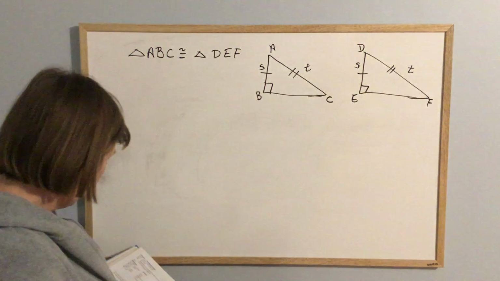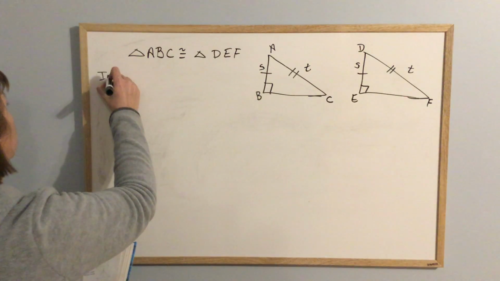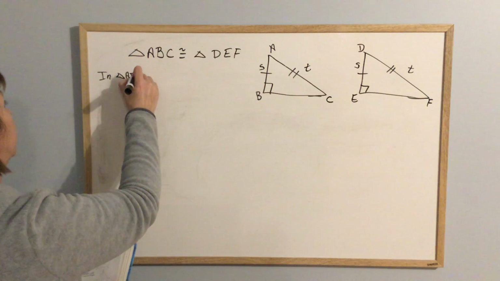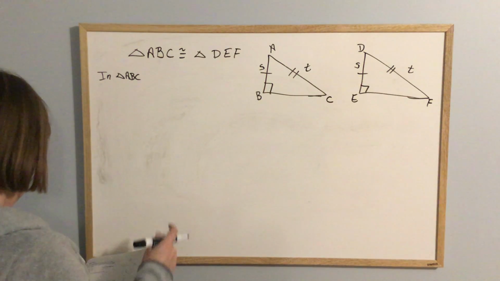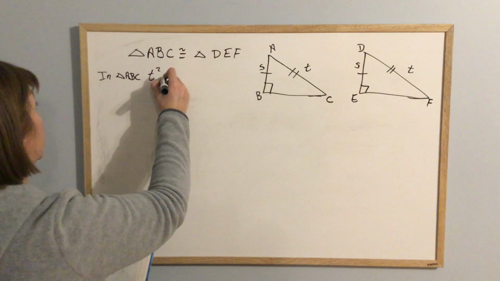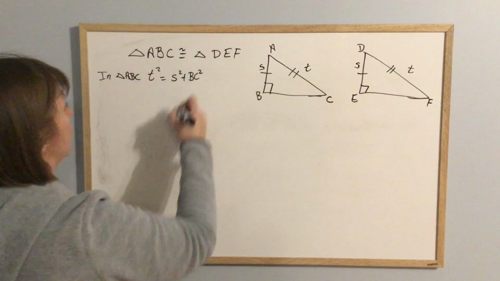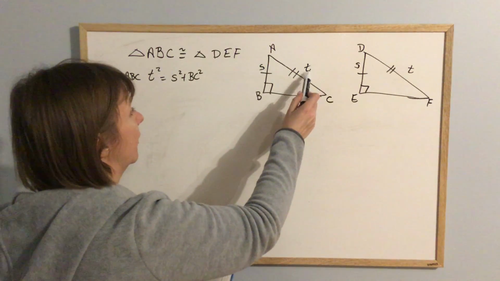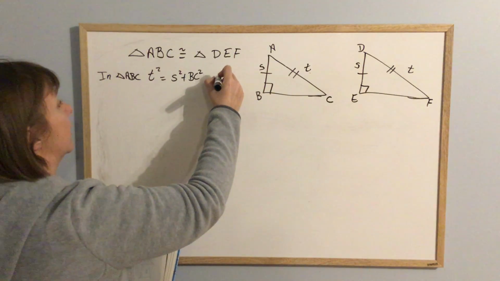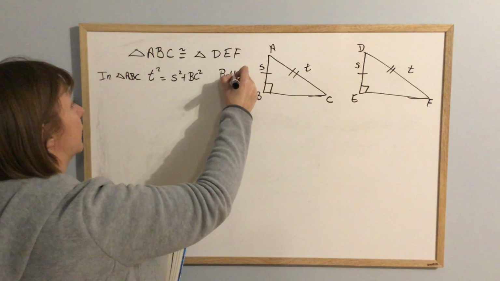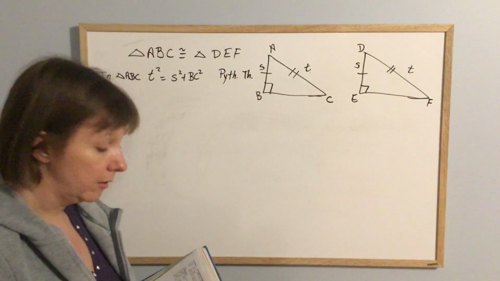So they say, one of their statements is, in triangle ABC, so in this triangle, T squared is equal to S squared plus BC squared. So this side squared is equal to this squared plus this squared. So my reason, it's the Pythagorean theorem. That's the only reason. That's all I did was state the Pythagorean theorem.